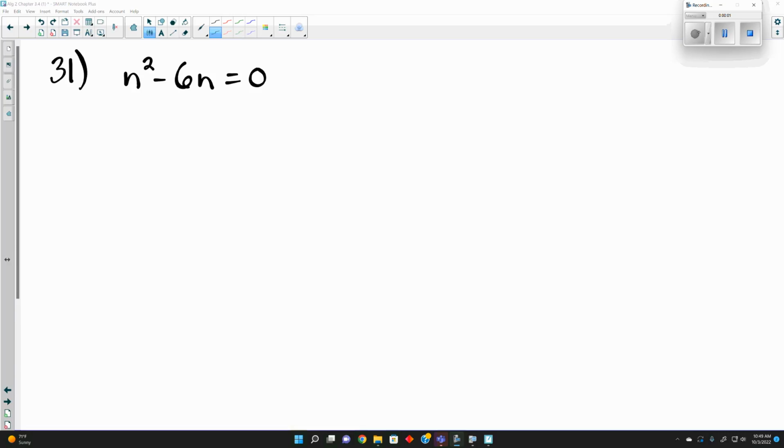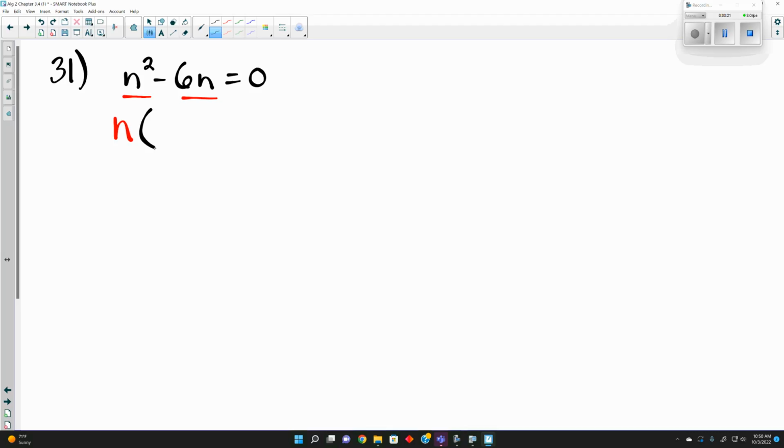By factoring, because for 3.3, they said solve it by factoring. Now, do both of these have a greatest common factor? Is there something that both of them have? They don't have a number, but do they both have a variable? So we could factor this n out.